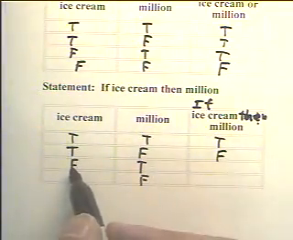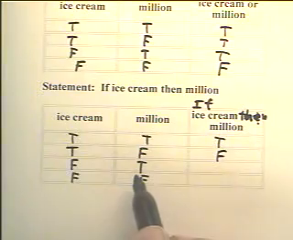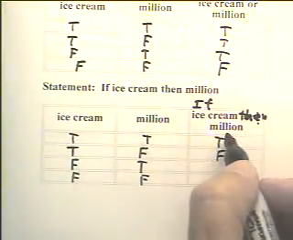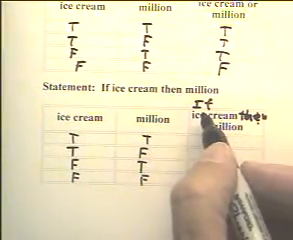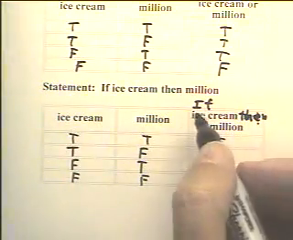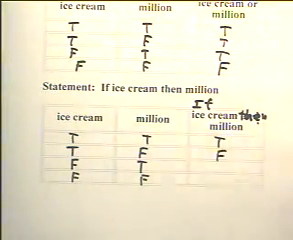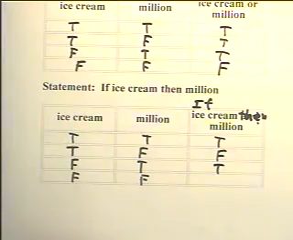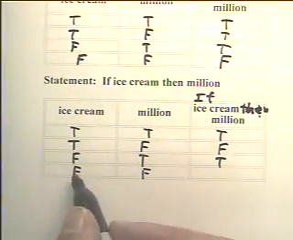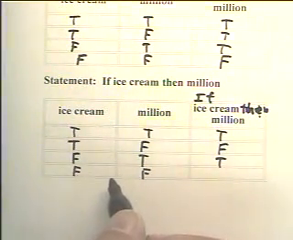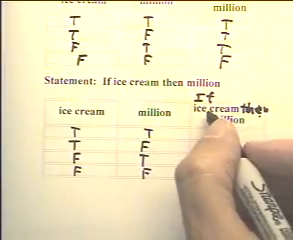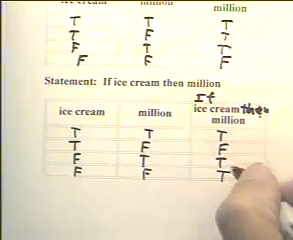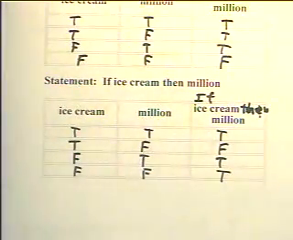Now, this statement says you don't get the ice cream and you do get the million. Well, this says that if you get the ice cream, then you'll get the million. It doesn't say anything about what happens if you don't get the ice cream. Since it doesn't say anything, you can't conclude that it's false. And if you can't conclude it's false, we're going to have to conclude that it's true. And here, if you don't get the ice cream and don't get the million, well, again, you didn't get the ice cream, so you can't test the statement and show that it's false. So we're going to, by default, say that the statement is true.